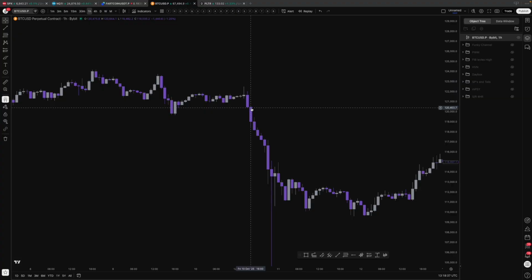This candle starts trading down. You can hop in on there. You're going to have to put your stop loss above that high, and so on and so forth.